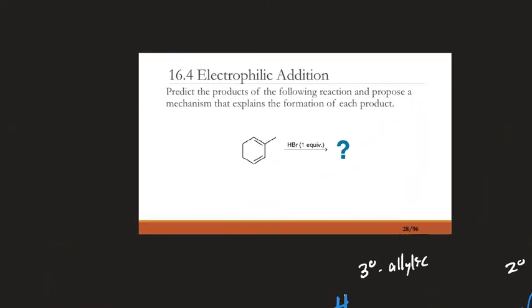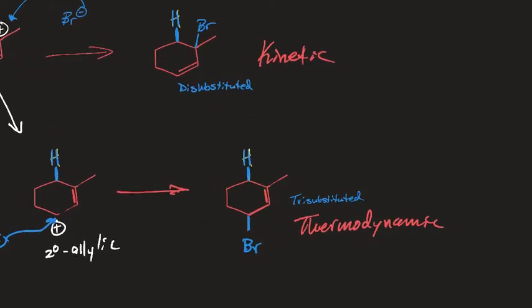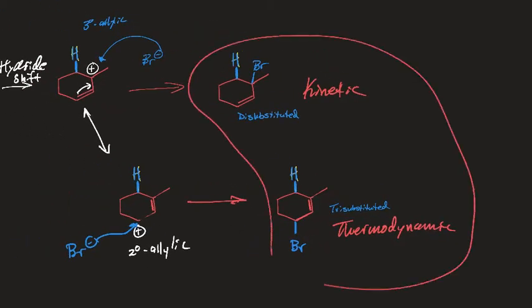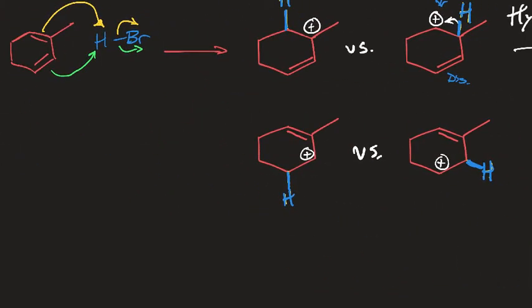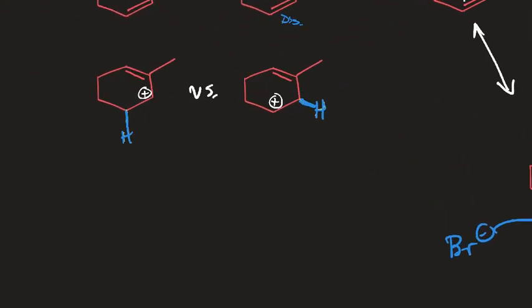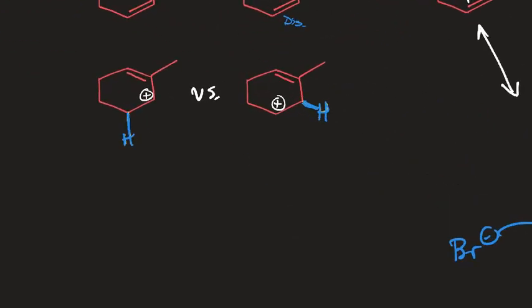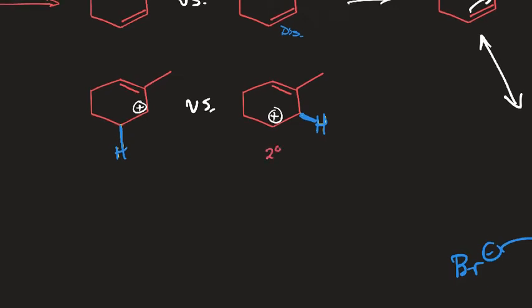It does say, I guess we might have a mixture. It doesn't specify if it's under thermodynamic or kinetic. Those are the two possible ones there for the top reaction. In the bottom reaction, this one is secondary, and that's it.